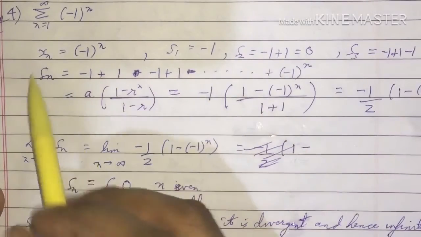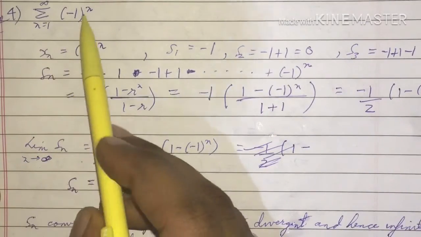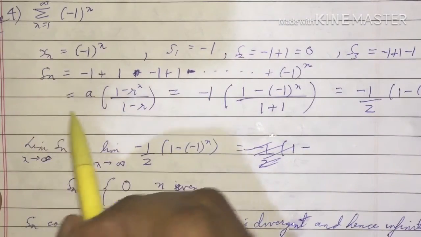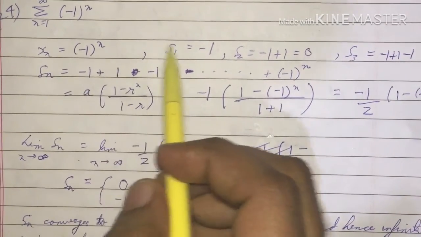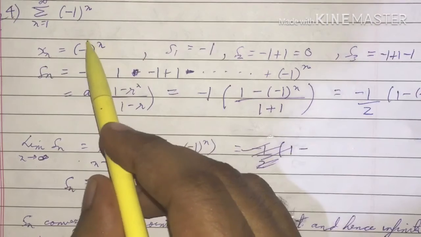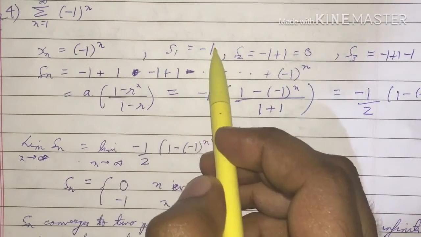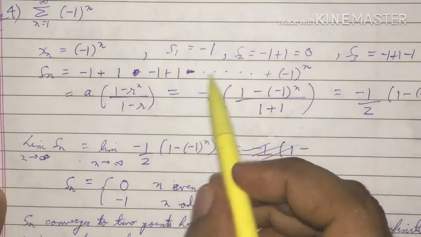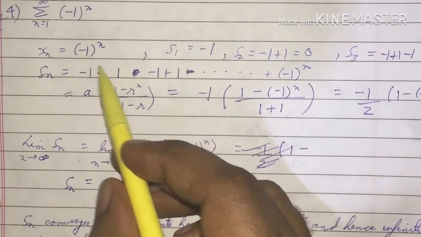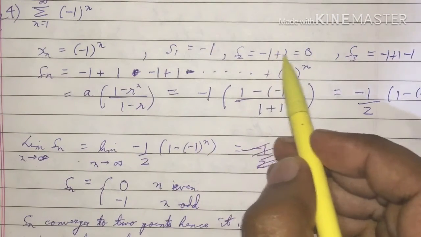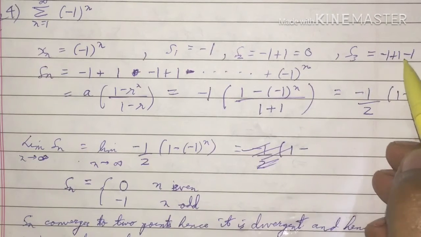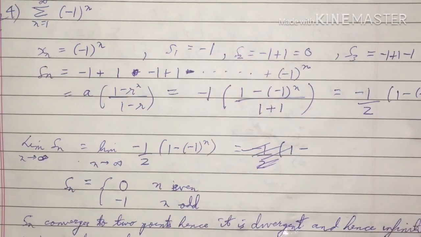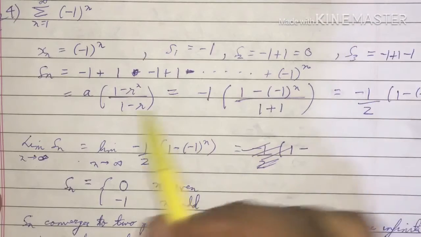Another example, summation n ranging from 1 to infinity of minus 1 raised to n. Now the sequence xn is minus 1 raised to n. S1 is basically minus 1 raised to 1, which is minus 1. S2 is minus 1 raised to 1 plus minus 1 raised to 2. So it is minus 1 plus 1, which will be 0. S3 is minus 1 plus 1 minus 1, which is basically minus 1.